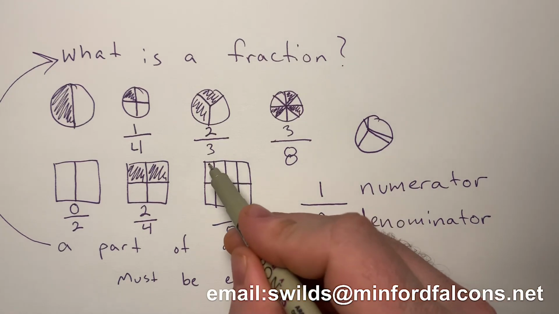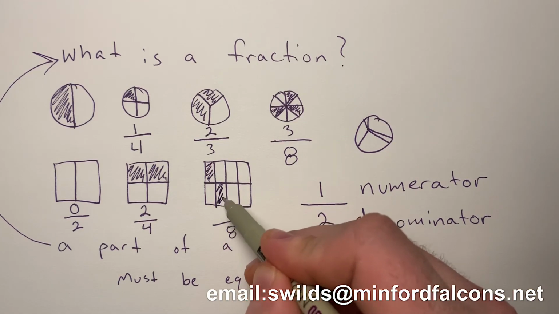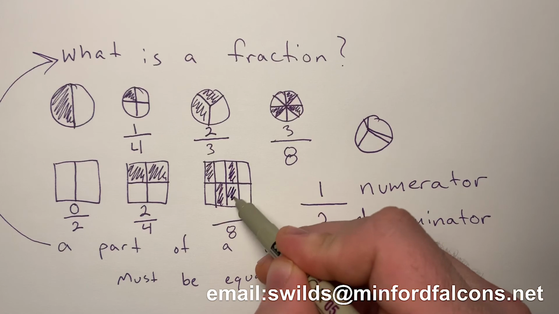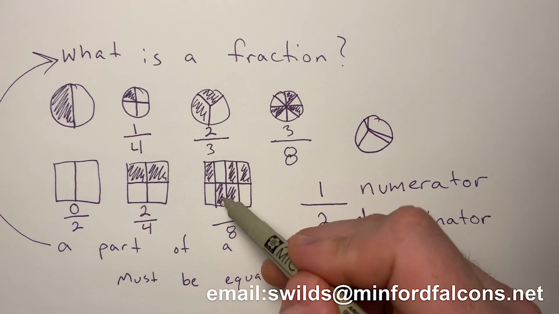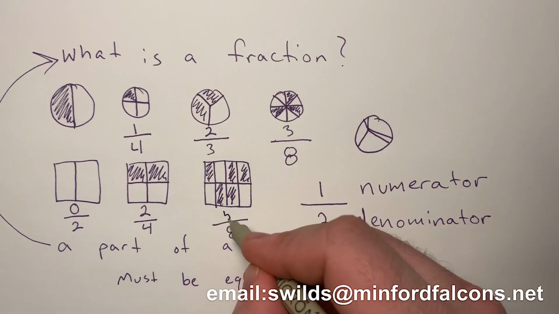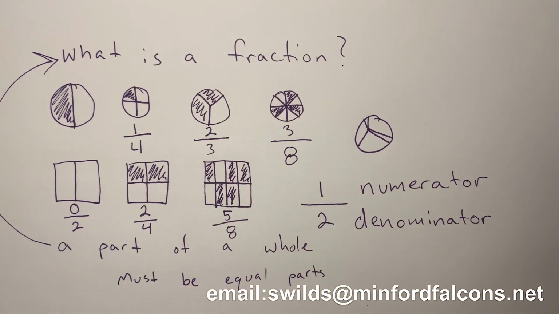Now, how many would be shaded if I did this? Well, we can count them. 1, 2, 3, 4, 5. Okay, and that's pretty much the basic review on just what's a fraction and how to look at fractions and how to tell what fractions are.